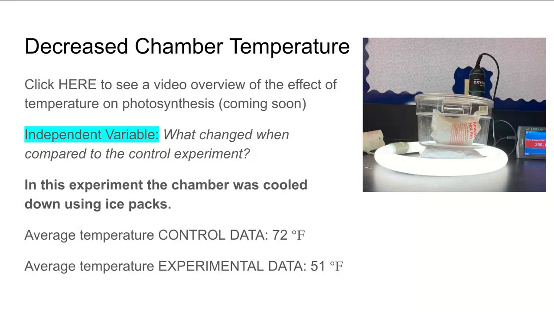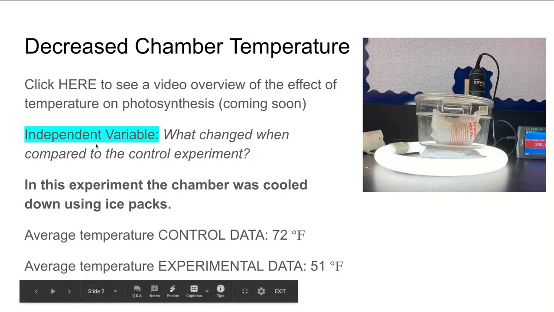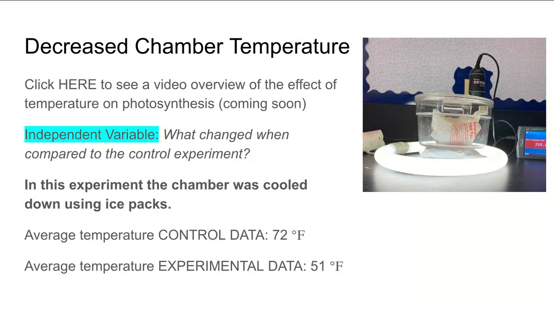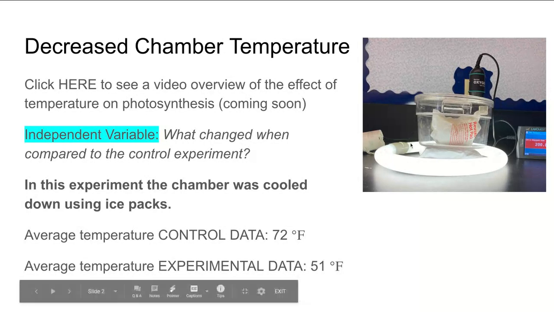To give you an idea of what this looked like, we're talking about an average temperature in the control data of 72 degrees Fahrenheit. That's how warm the room was when we ran our control data. We didn't try to actively cool the spinach or heat it up. You can take a look at the control data to see what that data looked like. Then for the experimental data, we took some ice packs and put an ice pack below this chamber as well as inside, and we cooled the chamber down to 51 degrees Fahrenheit.